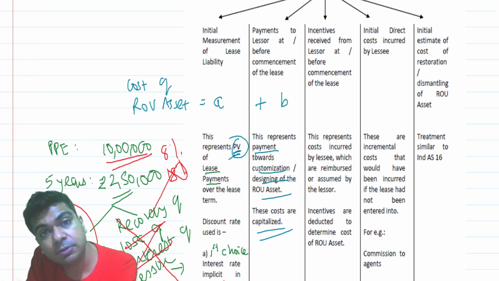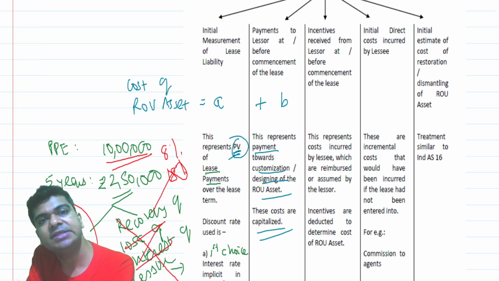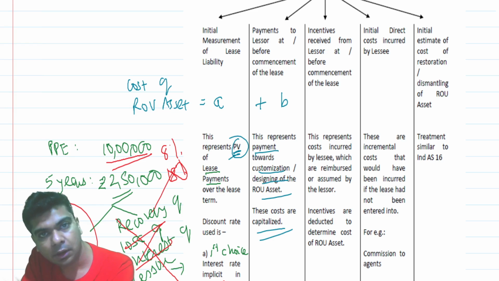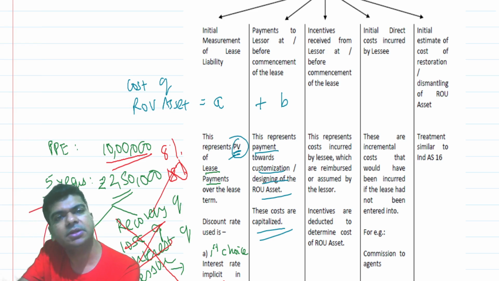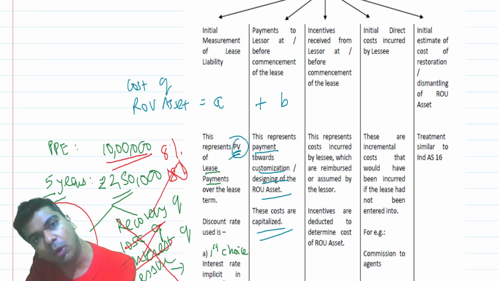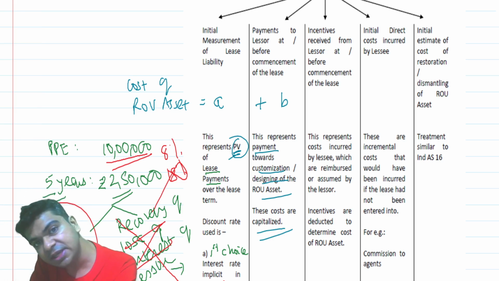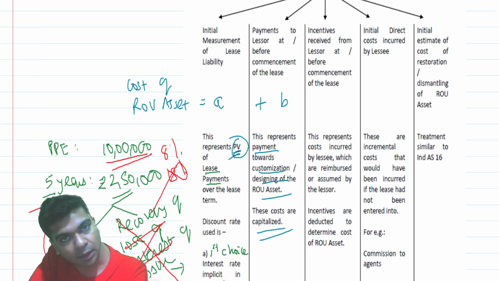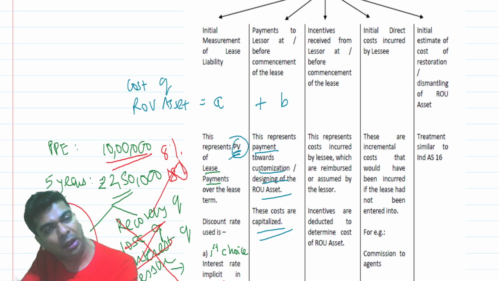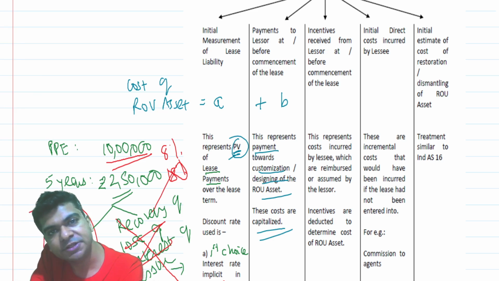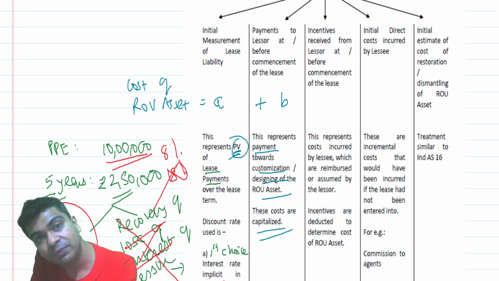It's also possible that I may get some incentives from the lessor so that I sign the lease agreement. For example, I want an item of PPE and there are multiple lessors who are ready to give that asset on lease. So one of the lessors is saying that, see, if you sign this contract with me, I am ready to give you a cash incentive of 5,000. Whatever is your lease rent for the first year, you do not pay me 5,000. You are getting some incentive from the lessor.